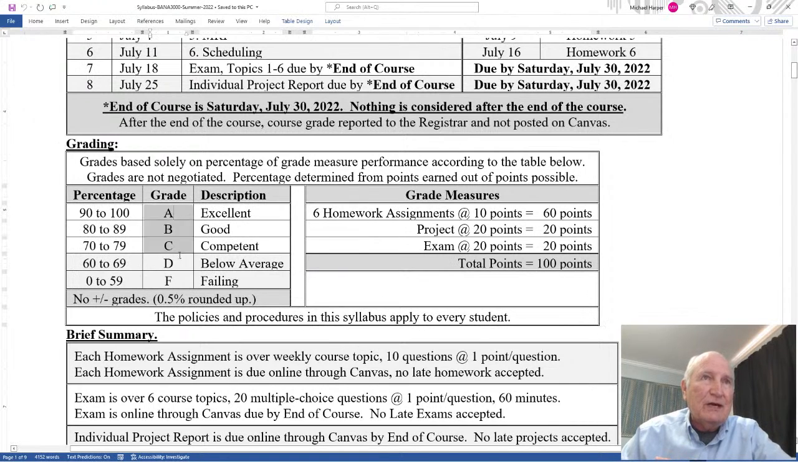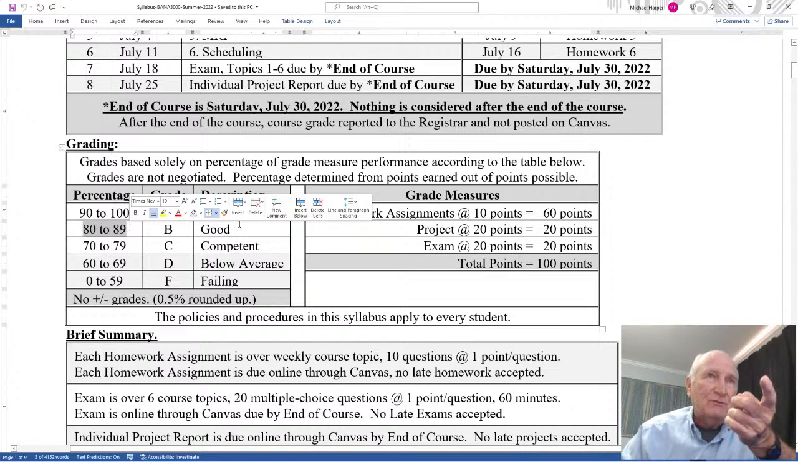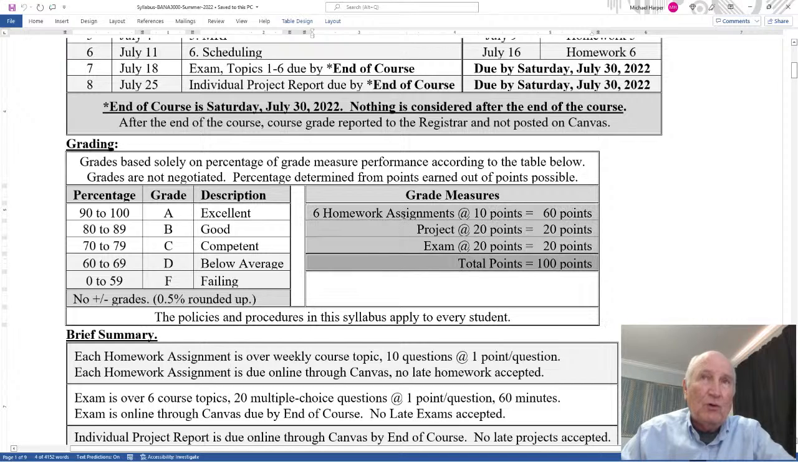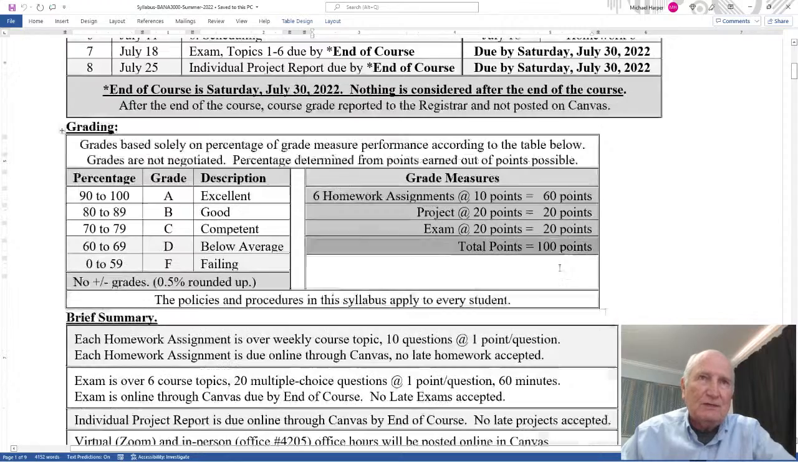Notice the letter grade has no plus or minus grades, and it's based on a percentage. A half percent is rounded up, so 89.5 is rounded up to 90%, which is an A. Less than 89.5 is rounded down to 89, which is a B. Those percentages come from 6 homework assignments, which are 10 points each, a project, which is 20 points, and an exam, which is 20 points. So every point is really 1 percentage point, because the total is 100 points.